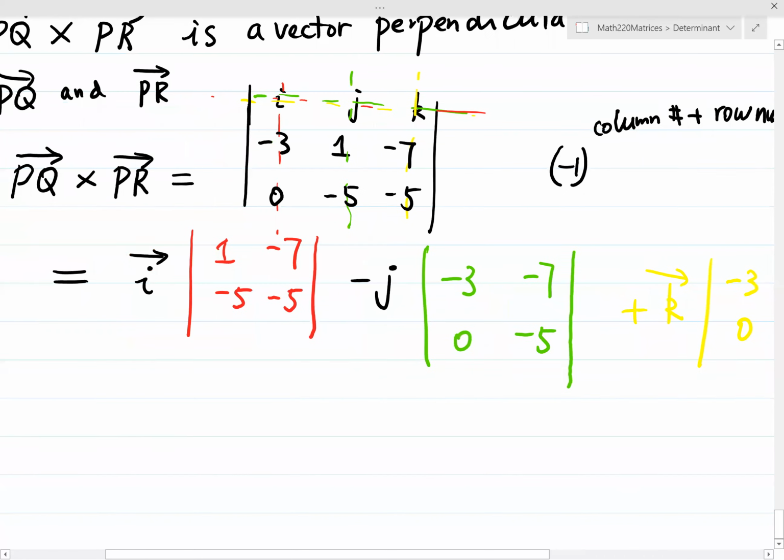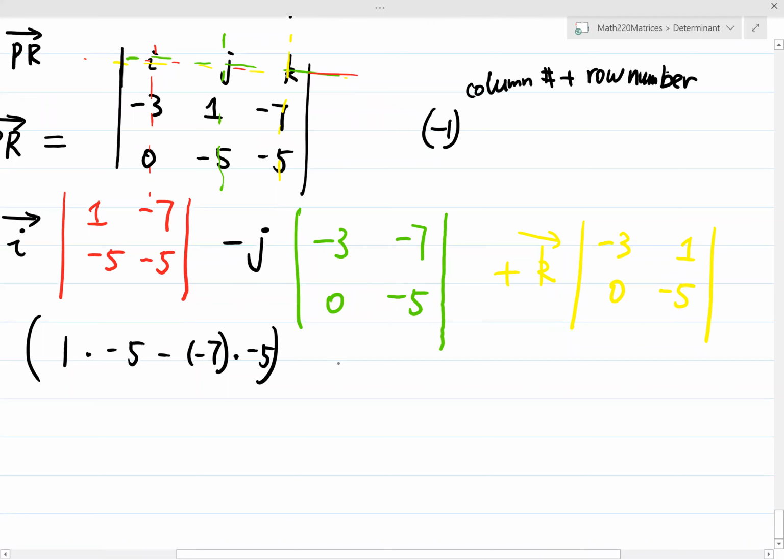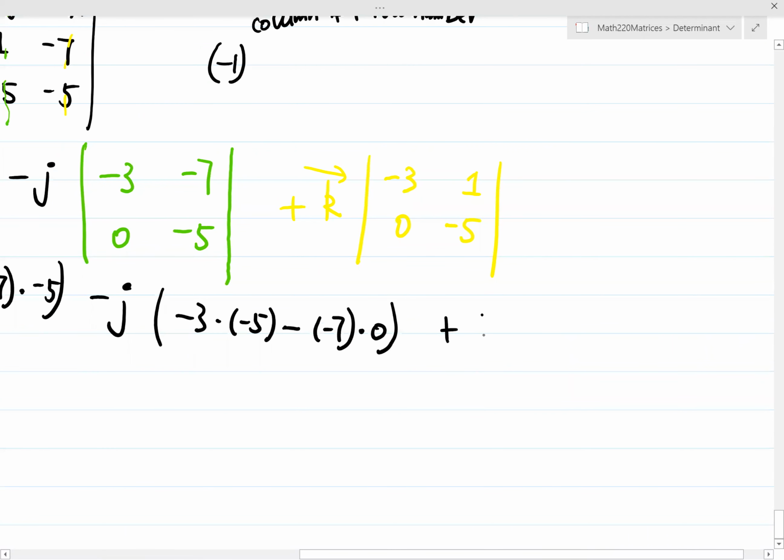So we get i times the 2 by 2 determinant. So this is 1 times -5 minus -7 times -5, minus j times the determinant -3 times -5 minus -7 times 0. Now plus k, the last one, -3 times -5 minus 1 times 0.